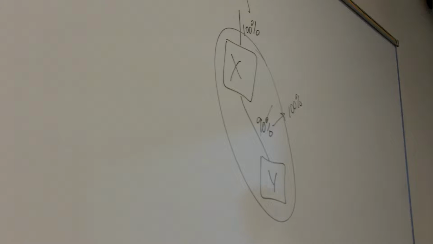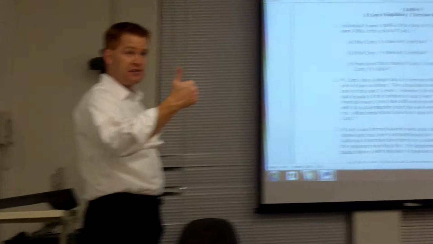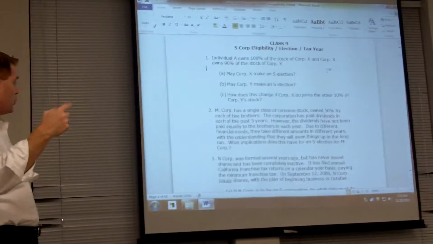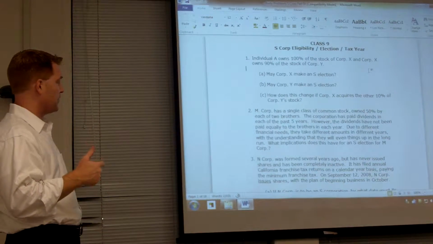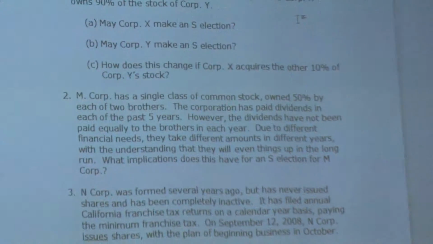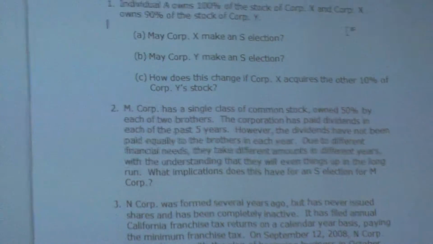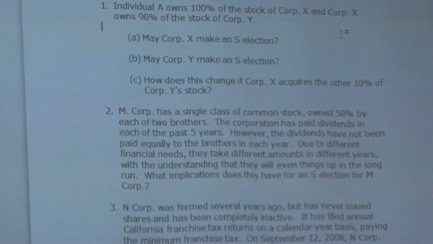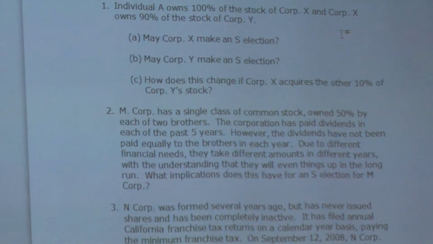Now let's look at some of these. So M Corporation has a single class of common stock owned 50% by each of two brothers. Okay, one class, two individual shareholders. Corporation has paid dividends in each of the past 5 years. However, the dividends have not been paid equally to the brothers in each year. Due to different financial needs, they take different amounts in different years, with the understanding that they will even things up in the long run.